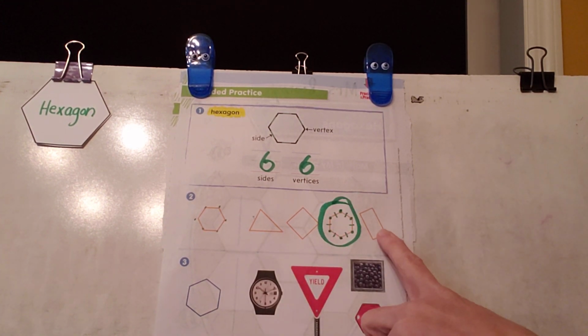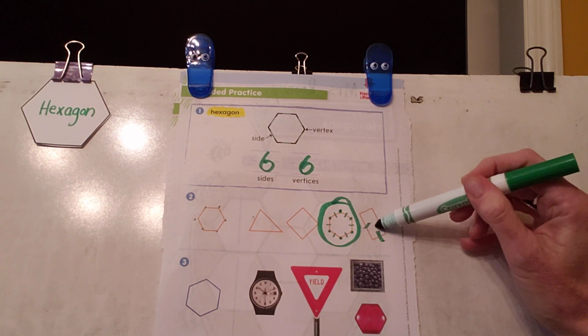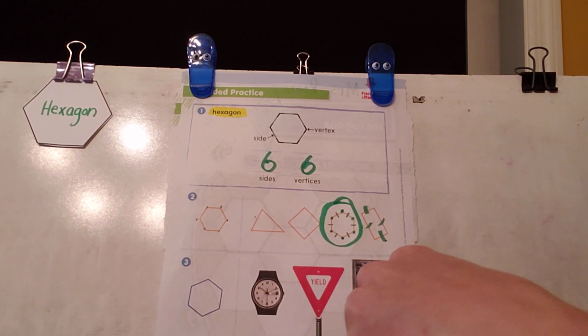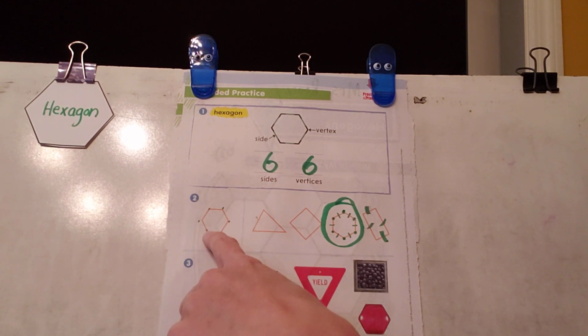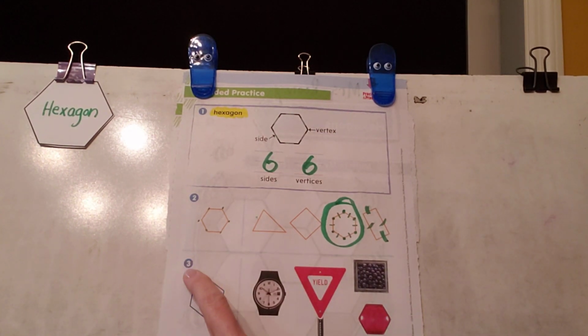Very good. And let's just check this last one and let's count the sides on this one. 1, 2, 3, 4. Is that a match to that? No, because that has 6 sides, so I know it can't be. All right, let's take a look at number 3 in the blue circle.